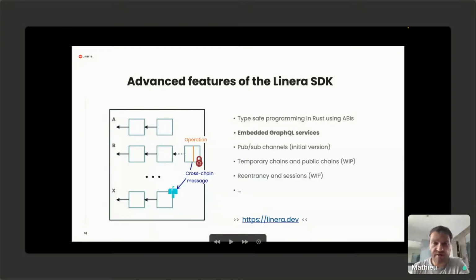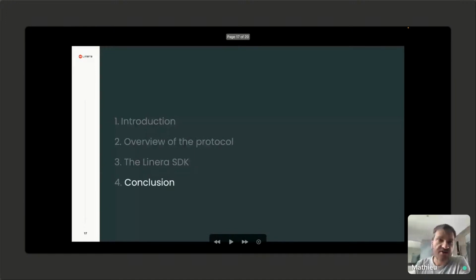And I should also mention the SDK is type safe, it's programmed in Rust, and we use APIs to make sure that when you serialize a message and want to send it to another chain, you use the expected serialization format and the expected types out of the box by default in the SDK. And so, for more details, our development manual is available at Linera.dev. So that was my presentation of the Linera SDK.